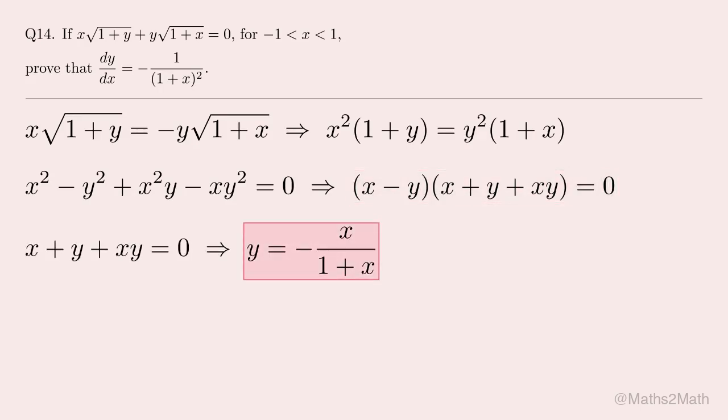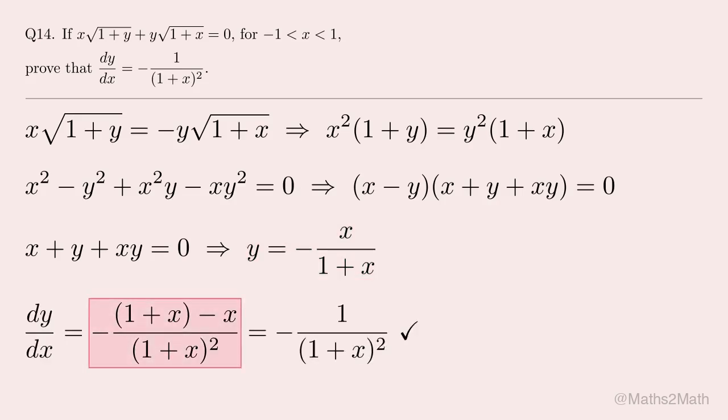X equals y only at the origin, so the second factor vanishes. Solve for y. Differentiate the explicit form with the quotient rule. Exactly the required result.